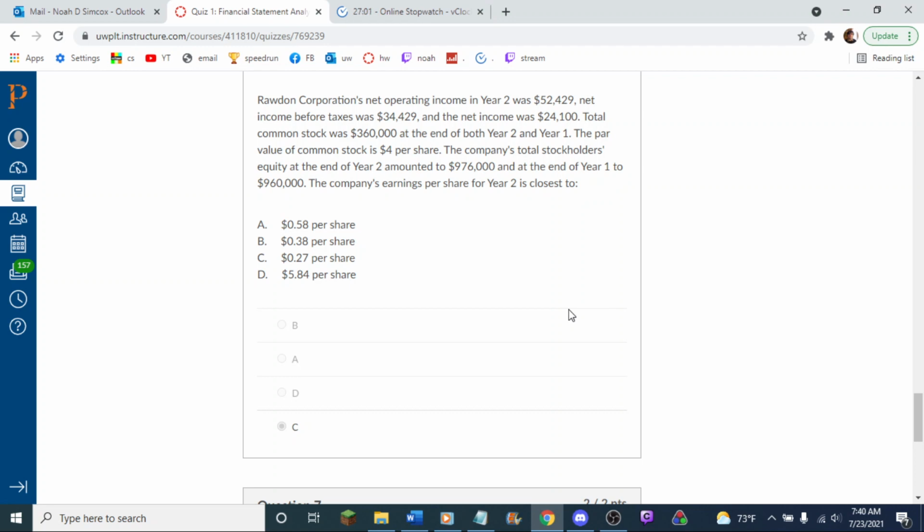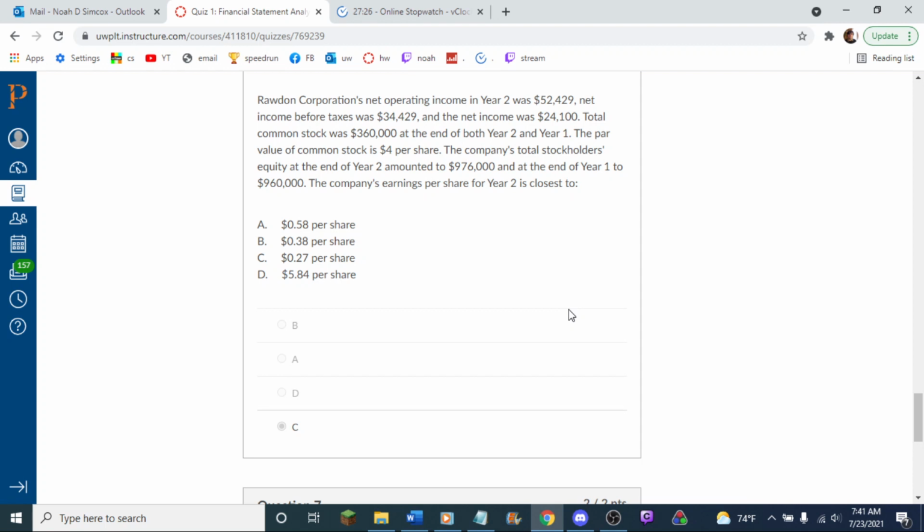Is it just net income in total? I think it is. I use the net income. I don't think par value is irrelevant to the question. Okay, do they give you... This was a weird question, but I did end up getting it right.